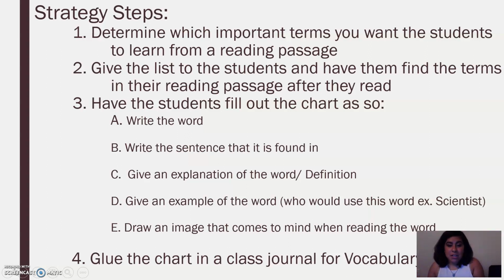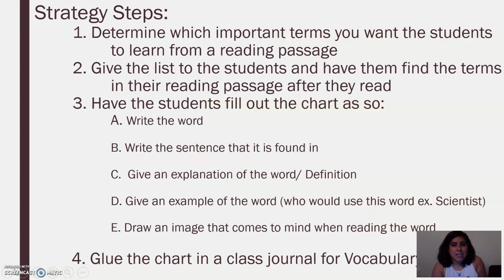The next step is to give an example of the word. So this one's kind of different. You wouldn't give an example such as, for my term, in the solar system, the Milky Way. You would actually just give who would use this word for that example. So in the solar system, you think of scientists using that word and that term. So I would say a scientist would use this, and then you would write down why they would use that. I put a scientist would use the word solar system because they want to find out how many planets are in our solar system.